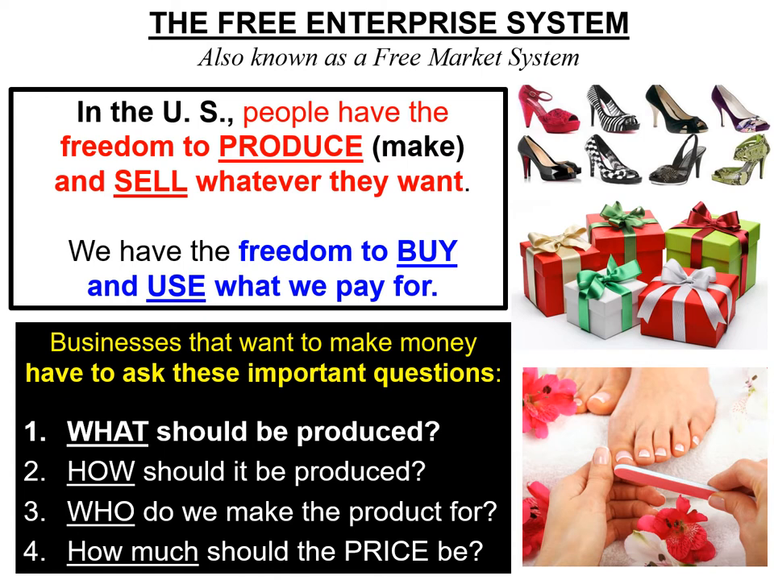Now, once you decide on what you're going to produce, you got to think about how should it be produced? What kind of materials do I need? What kind of resources do I need to have this item made? How should it be produced? That's the second question. Now, the third question is, who do we make the product for?